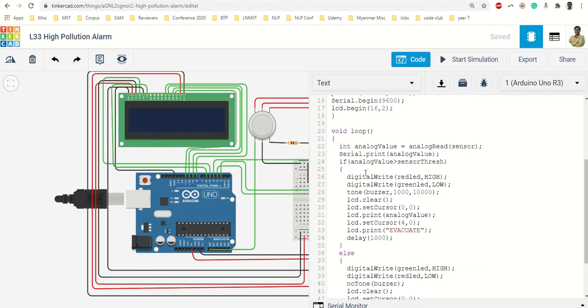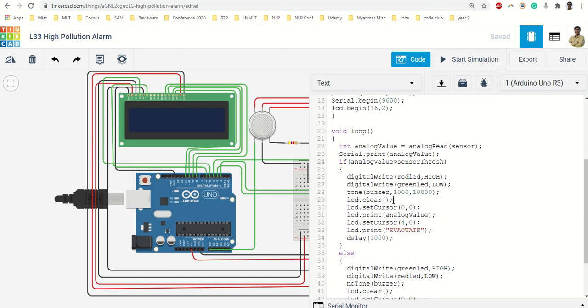Then I simply say that I will read the analog value from the sensor and print it on the serial monitor. Serial print means on the serial monitor. If this value is more than the threshold, I will digitally write the red LED as high, green as low. So red will be on, green will be off. I will set the tone of my buzzer to 1000 for 10 seconds. 10,000 milliseconds means 10 seconds.